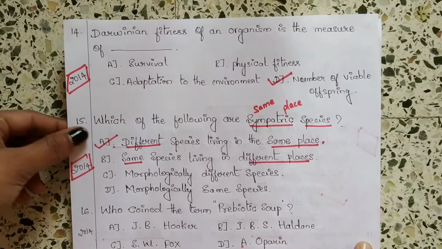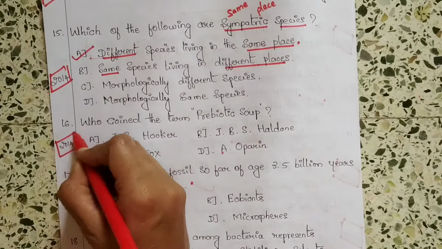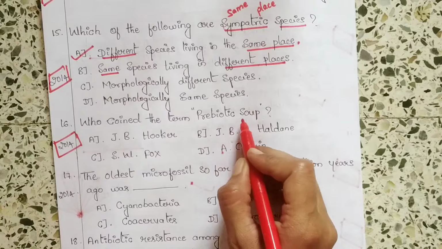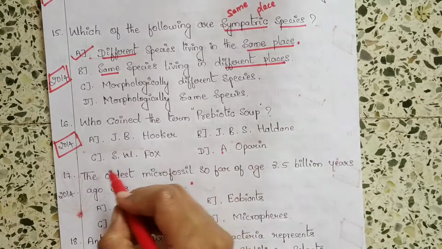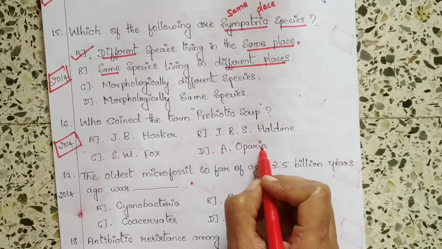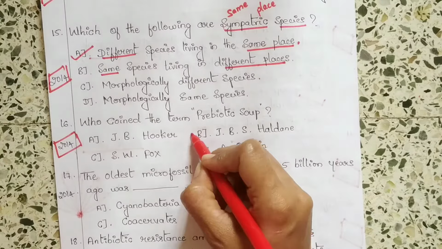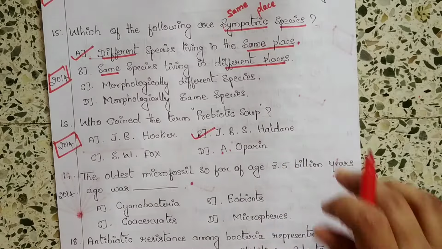Let us move on to the next question, that is the 16th one, which was asked in the year 2014. Who coined the term prebiotic soup? Option A, J.B. Hooker. Second option, J.B.S. Haldane. Third option is W. Fox. Option D, A. Oparin. So the answer for this is B, J.B.S. Haldane is the one who coined the term prebiotic soup.